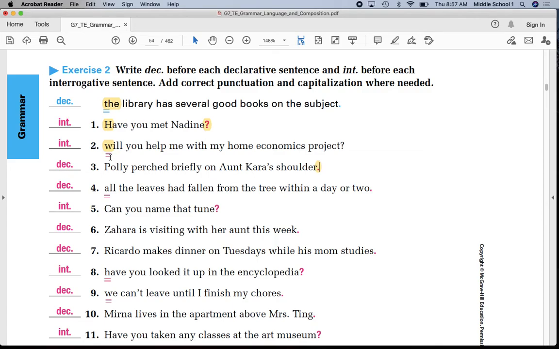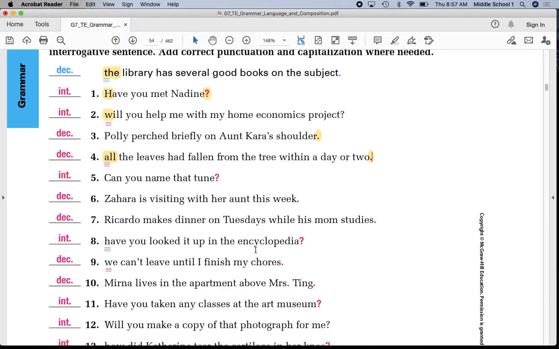So, if we need to, we put a line underneath for a capital letter. If we need to, I'm adding the punctuation at the end. And for each one, I'm putting I or D. Number 4, all the leaves had fallen from the tree within a day or two. This one needs a capital letter. It also needs an end punctuation. It is declarative.